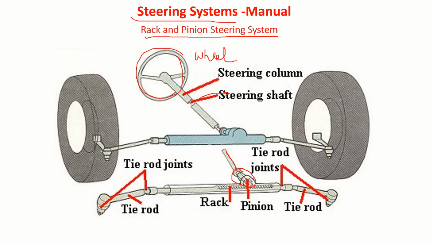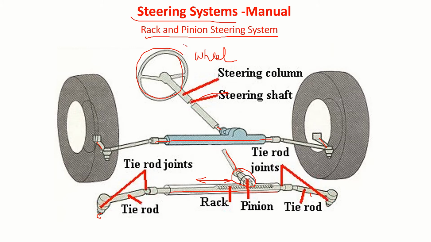So here we have a rack. As the pinion rotates, the rack will reciprocate. Either it will move left or right depending on the direction in which we steer the wheel. And to the end of this rack, you can see there is a tie rod. This is a tie rod, and this is connected to the steering arm, steering arm here and here. And that will steer the system.